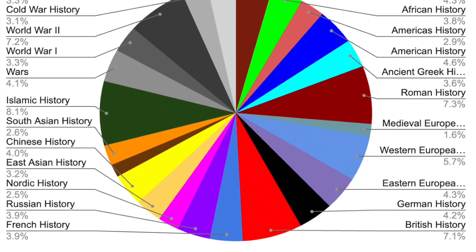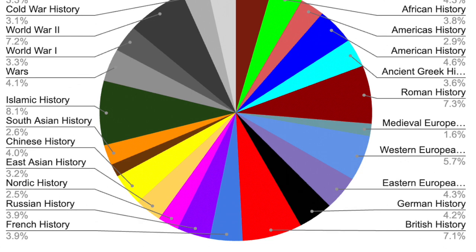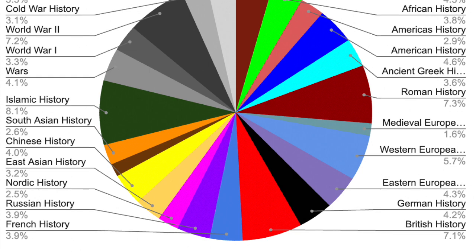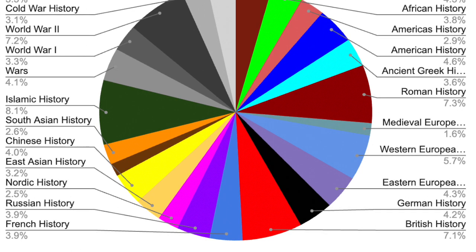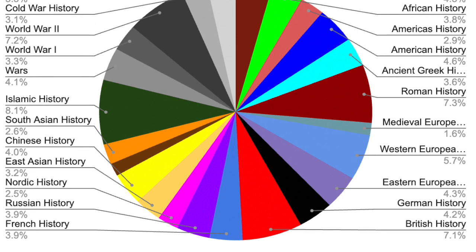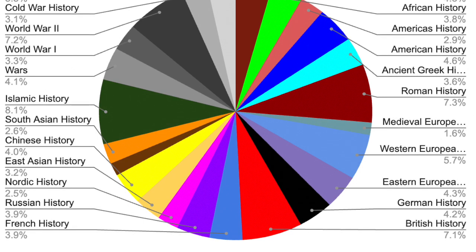And of course, this includes individuals who are pivotal. But then the rest, comes to no shock, is about wars. So wars that are not World War I, World War II, and the Cold War made up 4.1%. Of course, World War I was a very popular topic, 3.3%. World War II, unsurprisingly, 7.2%. Cold War, 3.1%. And then other topics in general, 3.3%.